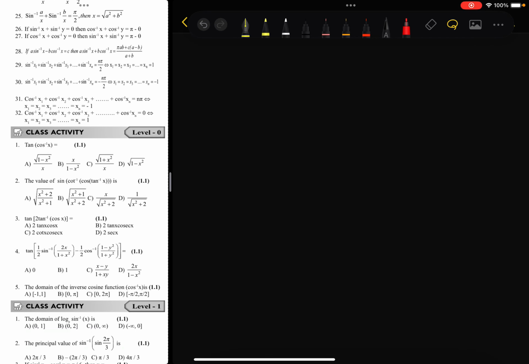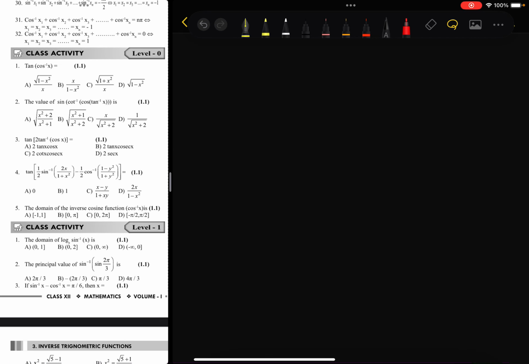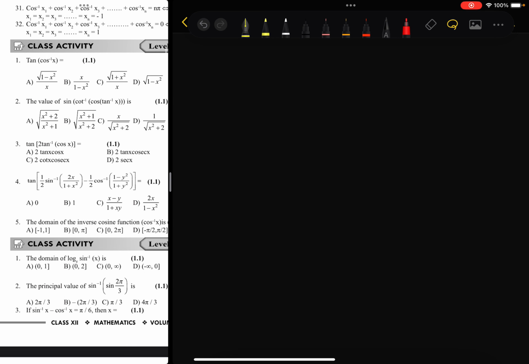Okay, let's solve these questions. Question number 1 is just based on manipulation. Question number 2 also you can easily solve. Question number 3 also, right? Question number 4 is also just based on a formula.